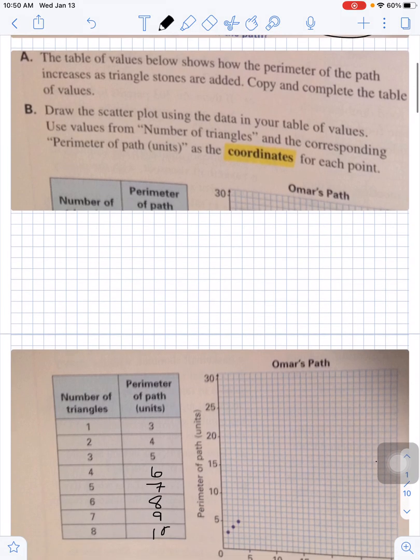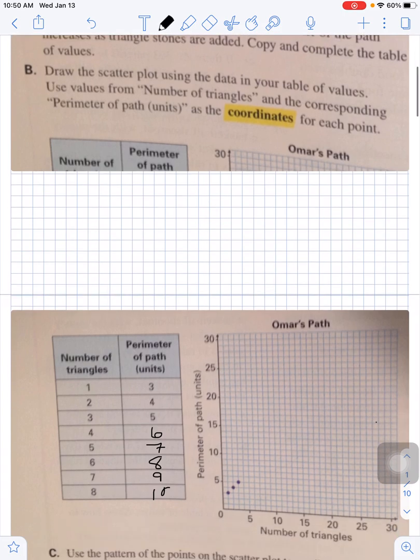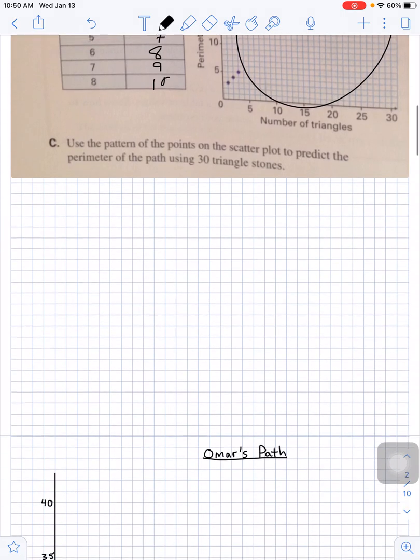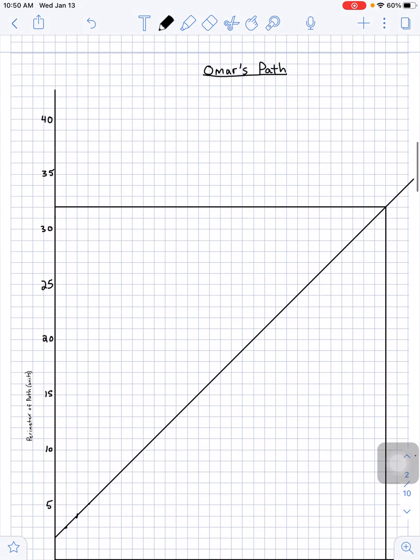So step B says draw the scatter plot using the data in your table of values. Use values from number of triangles and the corresponding perimeter of path units as the coordinates for each point. So I'm not going to use this graph here. It's a little blurry and it's actually not big enough to do what the step says. But I have created it down here.